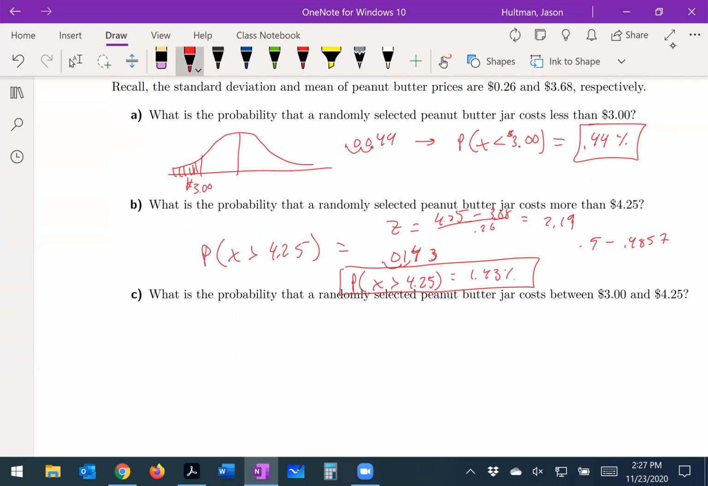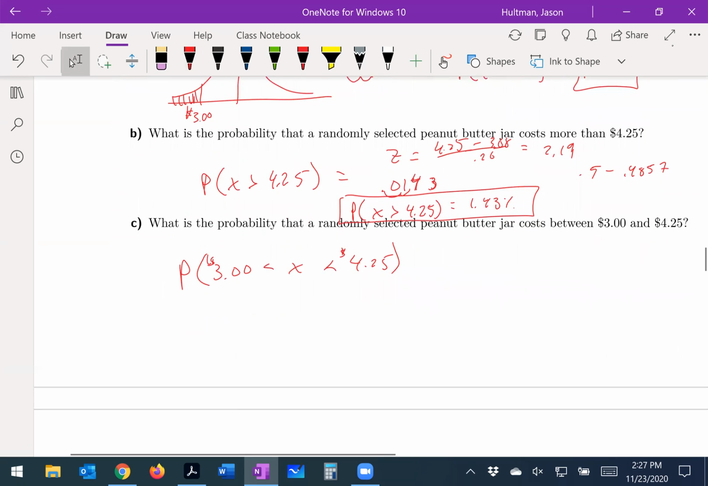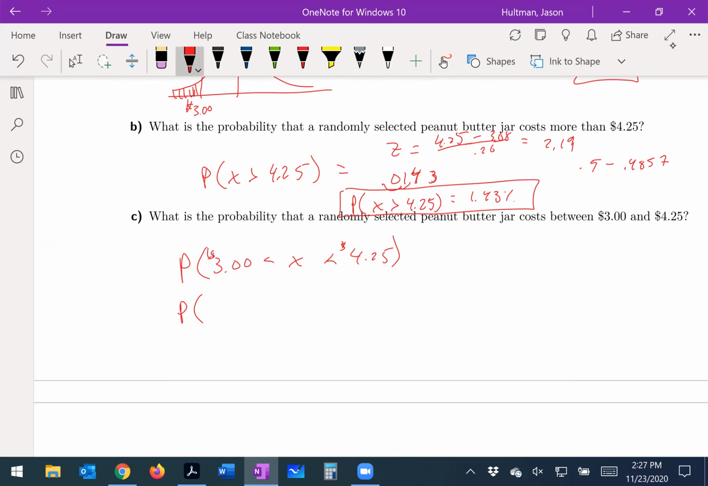What is the probability of a randomly selected jar of peanut butter costing between $3 and $4.25? Again, this is X between $3 and $4.25. If I change the X to Z, it becomes a z-score. So we want this between, and my z-scores were negative 2.62 and 2.19. Now the probability changes to z-scores, and we just find the areas.